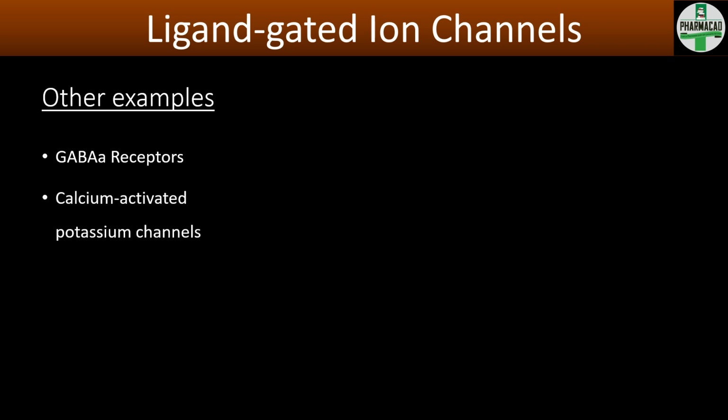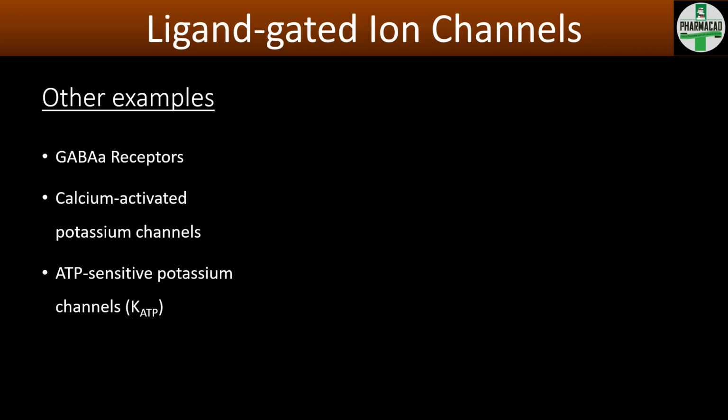So we have seen first ligand gated ion channel, that is nicotinic acetylcholine ion channel. There are other examples as well, like GABA A receptors, calcium activated potassium channels, and ATP sensitive potassium channels. So till now we have seen how ligands are binding to these ion channels and how the ion channel is functioning. Let's see example of ligands as agonist and antagonist and what are their effects.